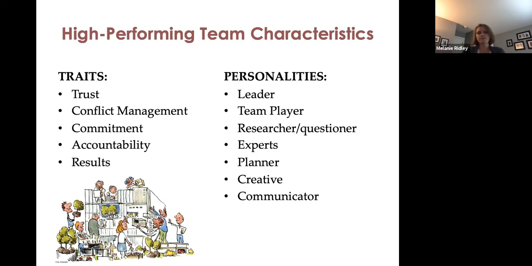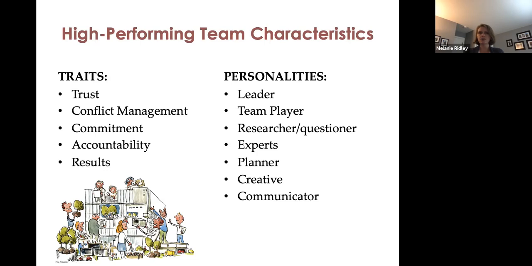There are a lot of different strengths and skills that each of us bring to our teams, and really highly effective and high performing teams leverage all of those strengths. And so think about who in your group is a really strong leader. How do we really leverage that strength when we bring together our team? How do we encourage everyone to be a strong team player? Who in our group is a really good researcher or questioner, and how do we bring that forward and use that to advance our work?